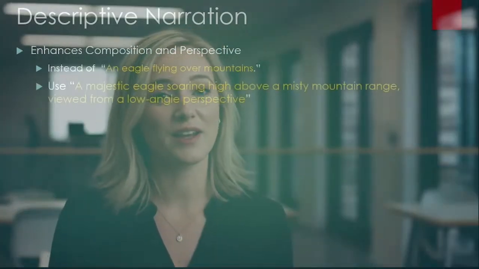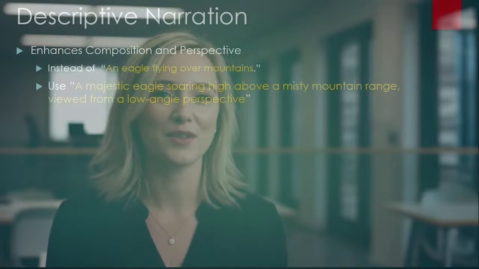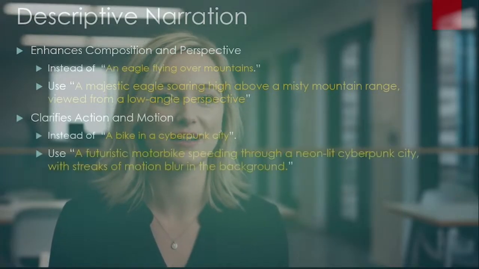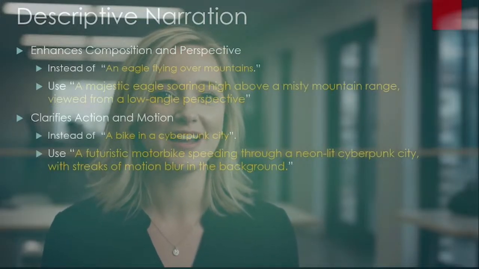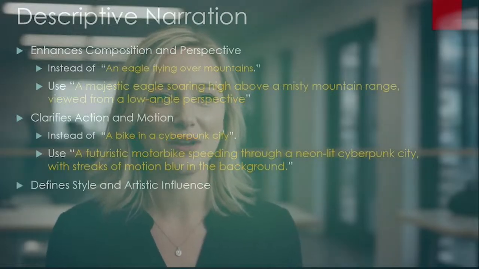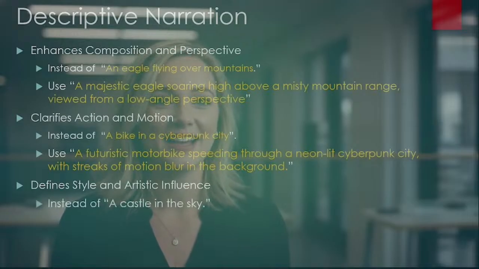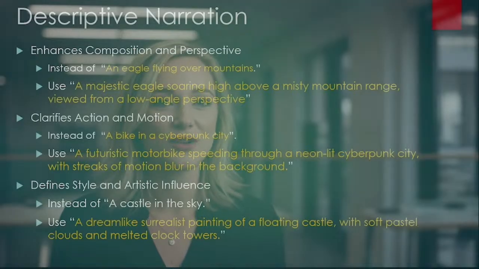It enhances composition and perspective. So instead of saying an eagle flying over mountains, you can say a majestic eagle soaring high above a misty mountain range, viewed from a low-angle perspective. You can see the angle is specified in the narration. It helps clarify action and motion. Instead of saying a bike in a cyberpunk city, you can say a futuristic motorbike speeding through a neon-lit cyberpunk city with streaks of motion glow in the background. It defines style and artistic influence. So instead of saying a castle in the sky, you can say a dreamlike surrealist painting of a floating castle with soft pastel clouds and melting clock towers. You might be wondering how you will know how to craft this kind of detail in your prompt. Do not worry, this is what the techniques we will be talking about will teach you. Let's get into it already.